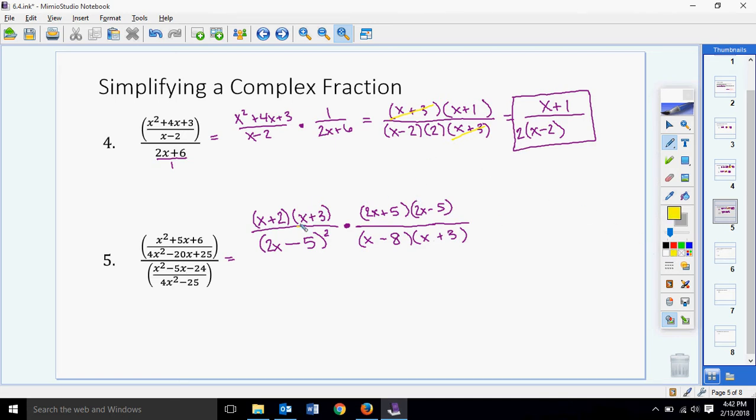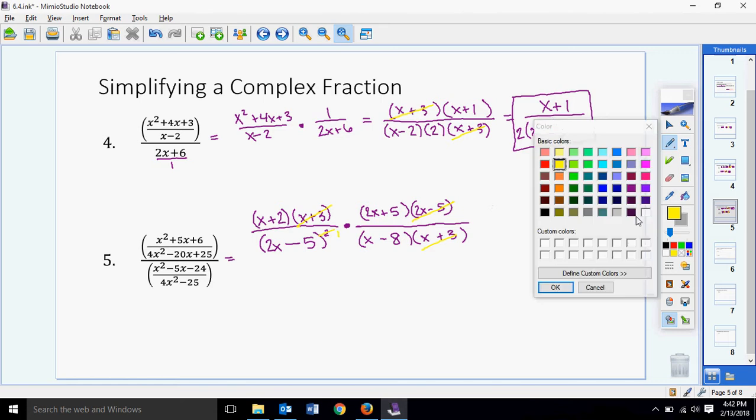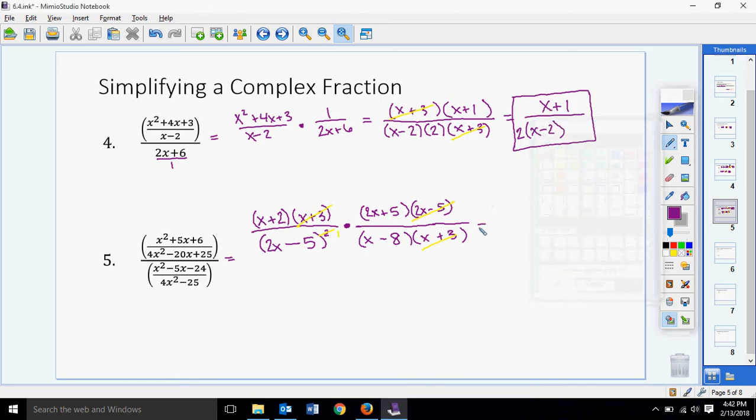So right off the bat, I notice I'll have an x plus 3 in the top and an x plus 3 in the bottom. And this squared means that I have a 2x minus 5 twice over here. So I have a 2x minus 5 in the top. I'm going to cancel it out with just one of these. Notice that I cannot cancel it with a 2x plus 5. Those are different. So after I've canceled out everything, my remaining answer is x plus 2 times 2x plus 5 over 2x minus 5 times x minus 8.